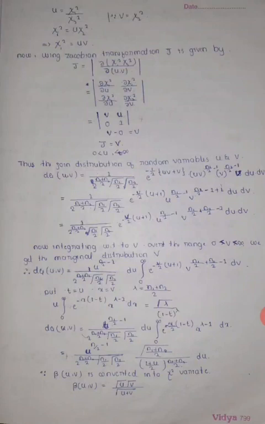Now, using the Jacobian transformation, J is given by the determinant of dou chi1 square, chi2 square with respect to u, phi, that equals dou chi1 square with respect to u, dou chi2 square with respect to u, dou chi1 square with respect to phi, dou chi2 square with respect to phi. Using differentiation, chi1 square is equal to u phi, so with respect to u it is phi, and with respect to phi it is u.